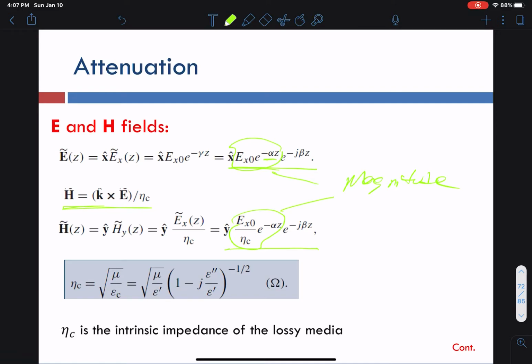All right. And also there's an intrinsic impedance for lossy media. This component is added because this is not zero. Before it was not there. It was simply the square root of mu over epsilon, but now we have epsilon double prime in there. So this is the intrinsic impedance of the lossy media.